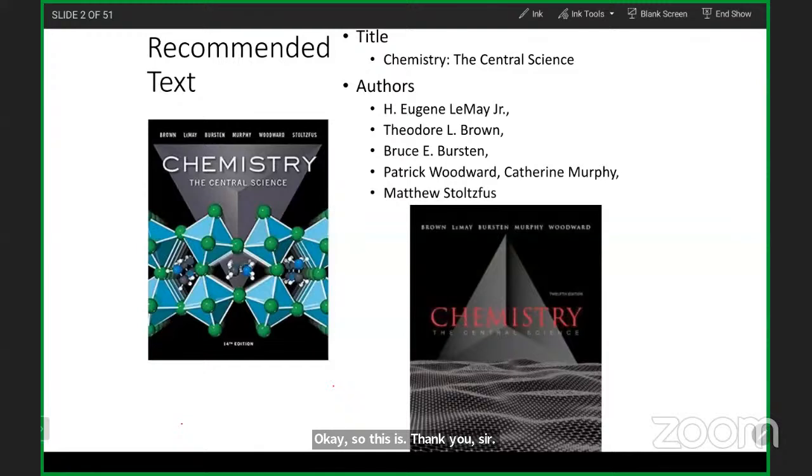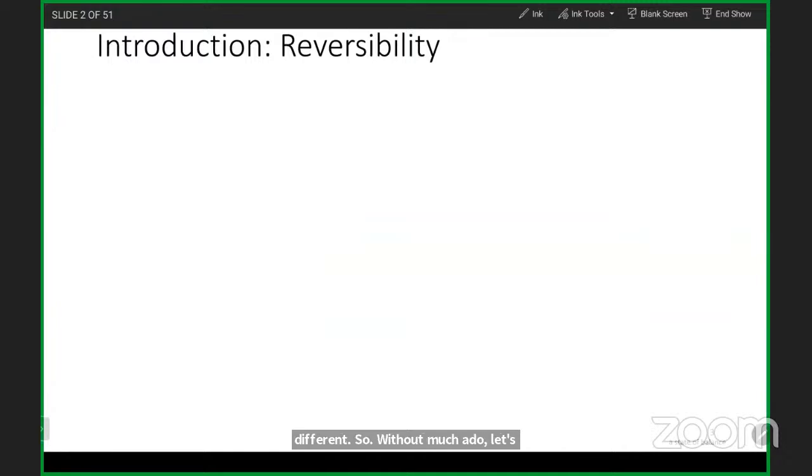Okay, so this is the text that I use. There are two different editions right here, but whichever one works, they are not that much different. So without much ado, let's delve into the discussion of the day.